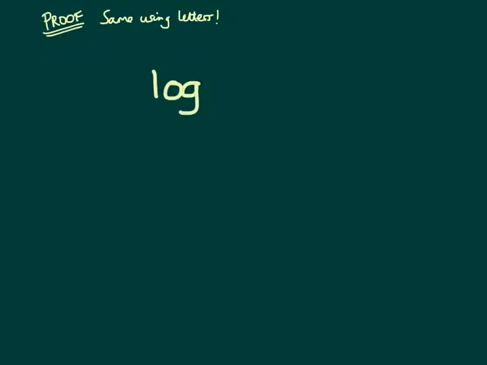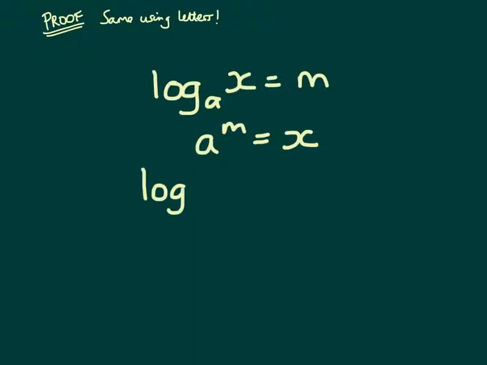So let's start with log to the base a of x equals m. The first thing to do is rewrite that as an exponential function, remember. So that's a to the power m is equal to x. That's what we were doing in the first exercise. So a to the power m is equal to x. And we're going to pretend we're just solving that equation by taking logs of both sides. So we can take log of a to the power m equals log of x.